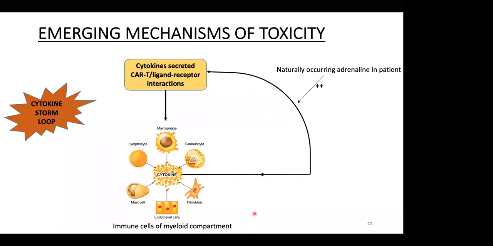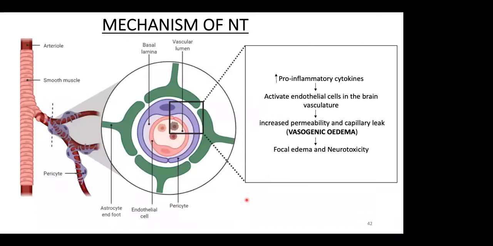Now, why were the scientists and the clinicians not able to predict it in first-in-human use? It was because the preclinical model which is used is SCID mice or the NSG mice, which lack the myeloid compartment. So that is the reason why they were not able to predict such a side effect before they used it in a human.